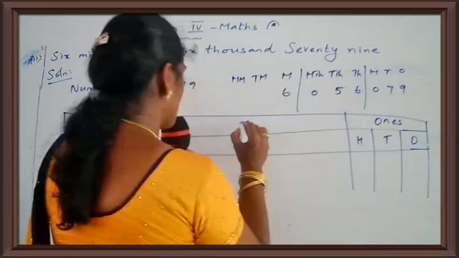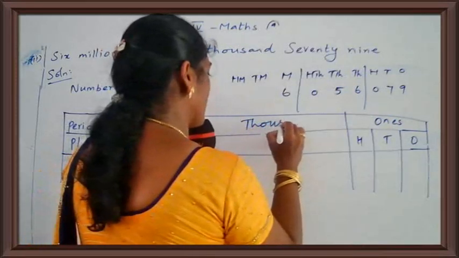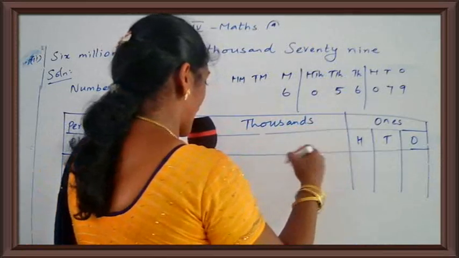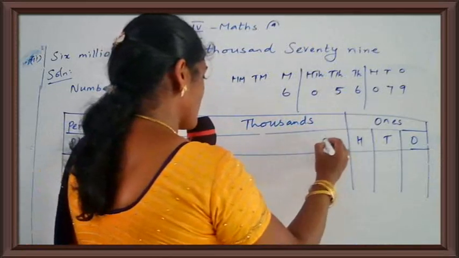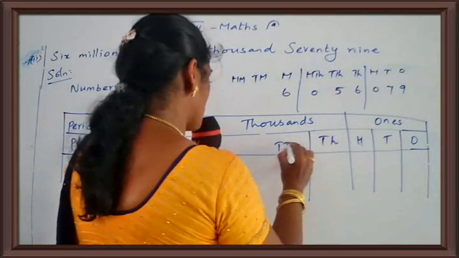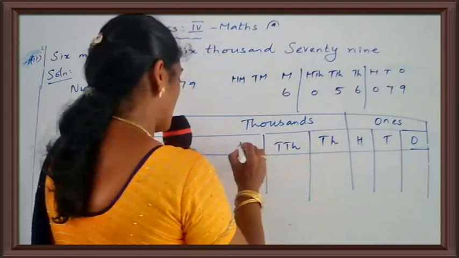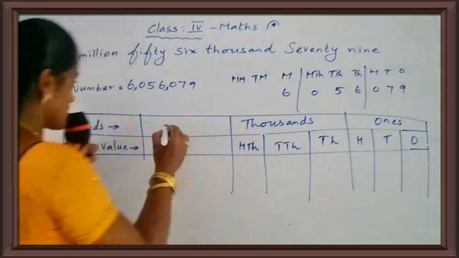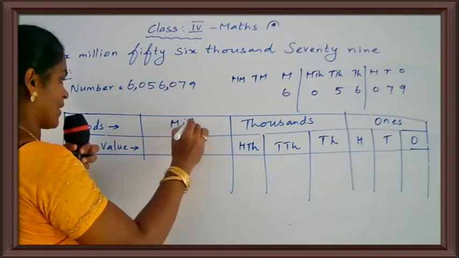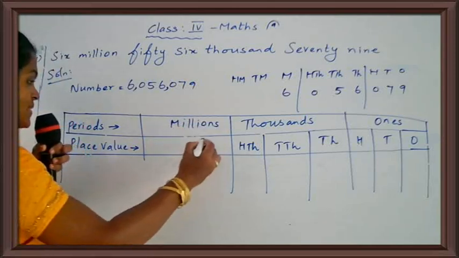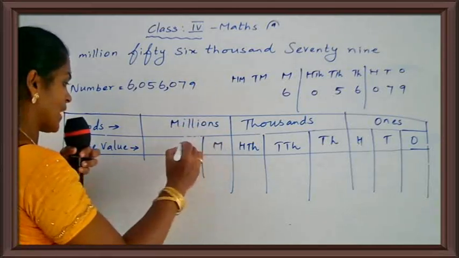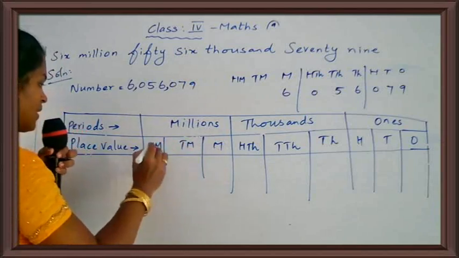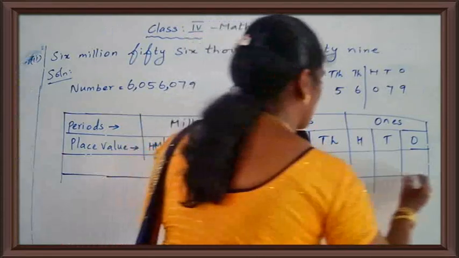Next is thousands period. Thousands period consists of again 3 places, that is 1,000, 10,000, 100,000. Okay, next is millions period. Millions period consists of again 3 places, that is million, 10 million, 100 million. Okay children, so now you write the numbers in it.